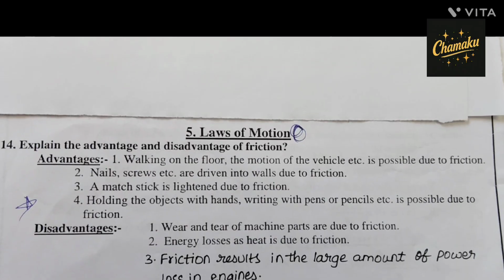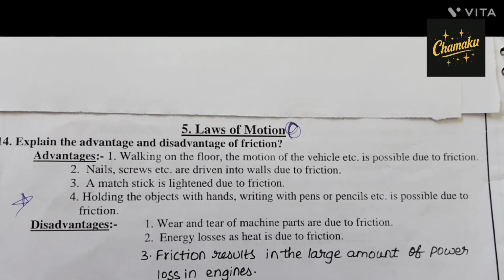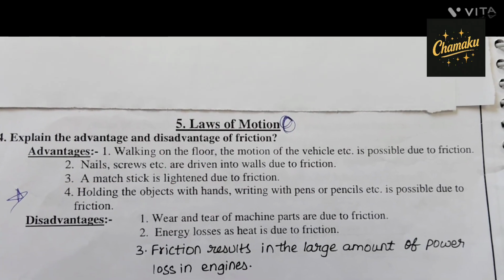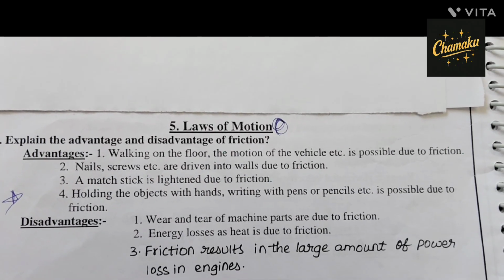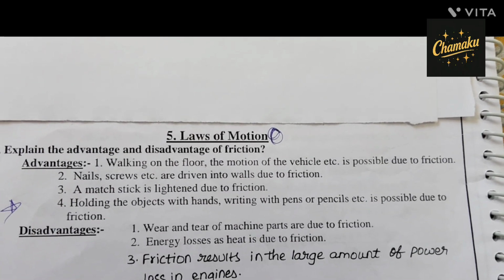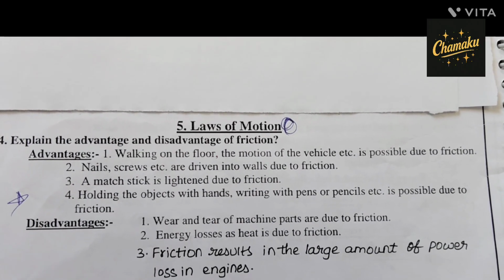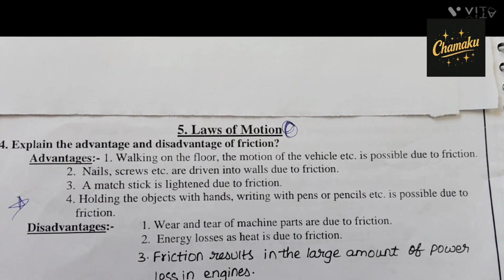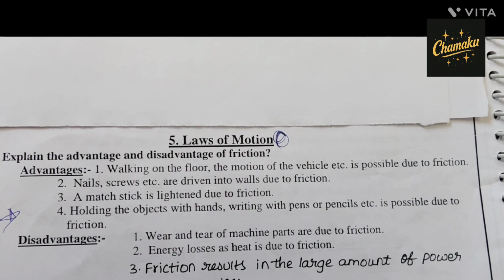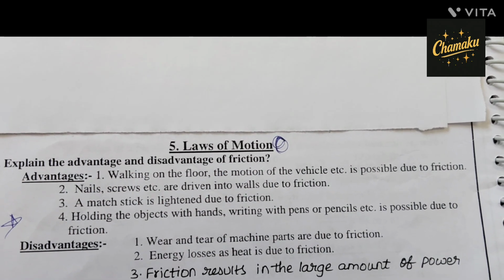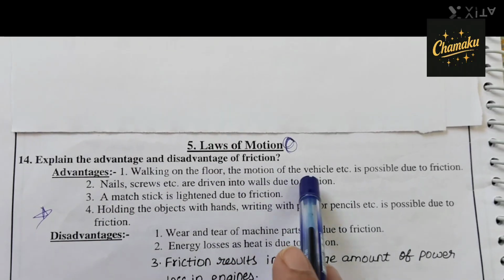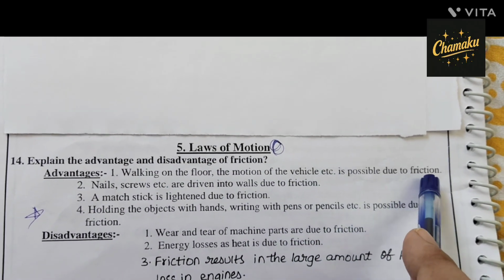So, advantages. Walking on the floor, the motion of the vehicle, etc., is possible due to friction. We can walk on the floor safely without slipping because of friction between the ground and the feet. And also, brakes are able to stop the vehicle only due to frictional force between the brake shoes and the inner surface of the brake drum. So that's why walking on the floor and the motion of the vehicle, etc., is possible due to friction.